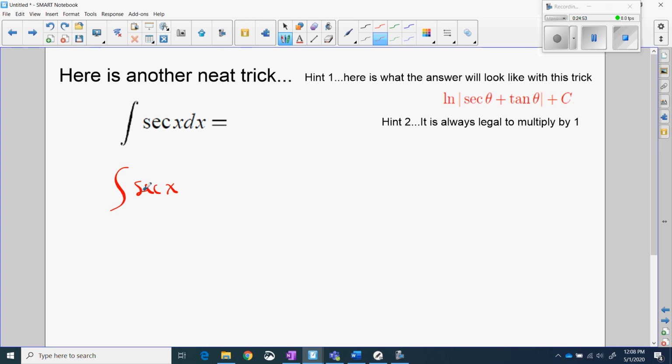So I want the numerator to end up being the derivative of the denominator. To do that, all I've got to do is multiply by the secant of x plus the tangent of x. Whatever you multiply the numerator by, you have to multiply the denominator by the same thing. Sometimes students say there is no denominator. Well, there always is. There's always a 1 there. And you have your dx out here.